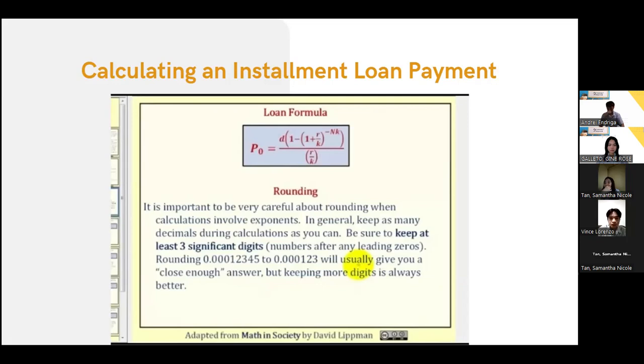It is important to be very careful about rounding when calculation involves exponents. In general, keep as many decimals during calculations or you can keep at least three significant digits. Next.